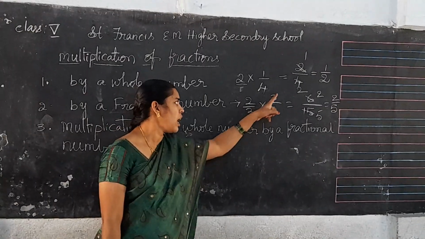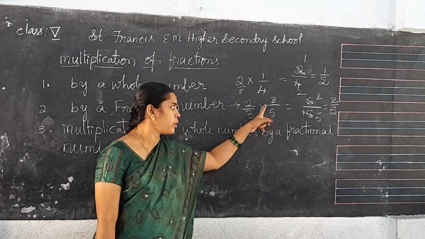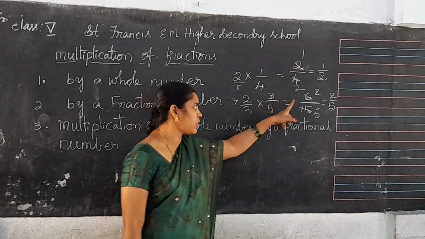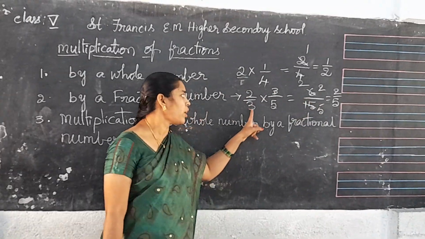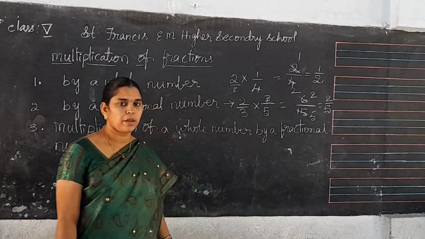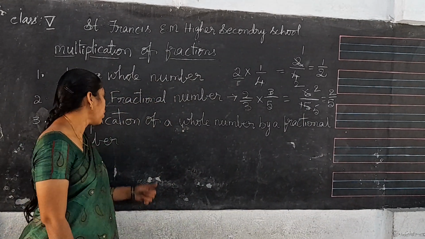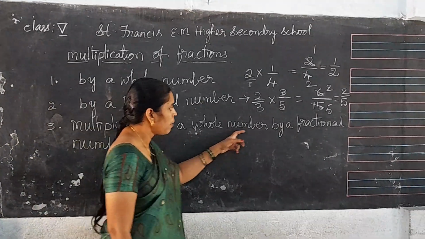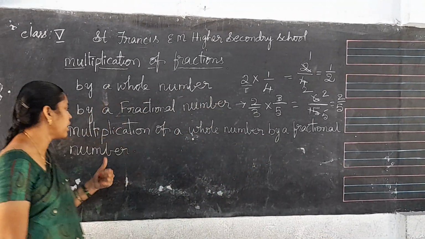This is a fraction and this is a fraction. Both you are doing multiplication. You should multiply numerator into numerator, write in the numerator place, and denominator into denominator you should do multiplication and write the product in the denominator place. Okay children? Now I am going to explain multiplication of a whole number by a fractional number.